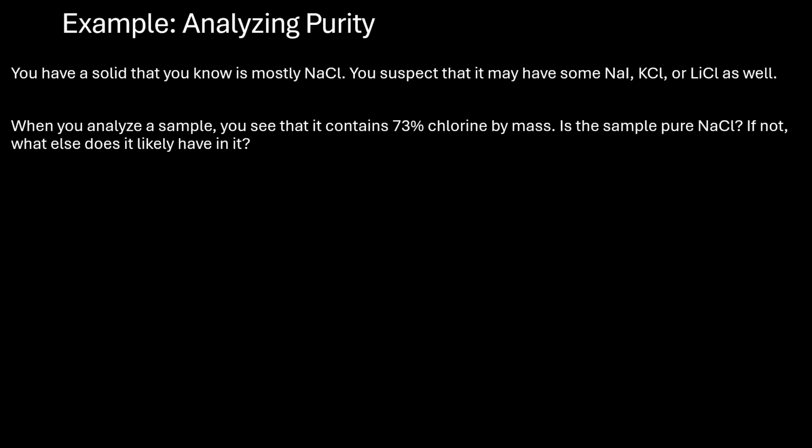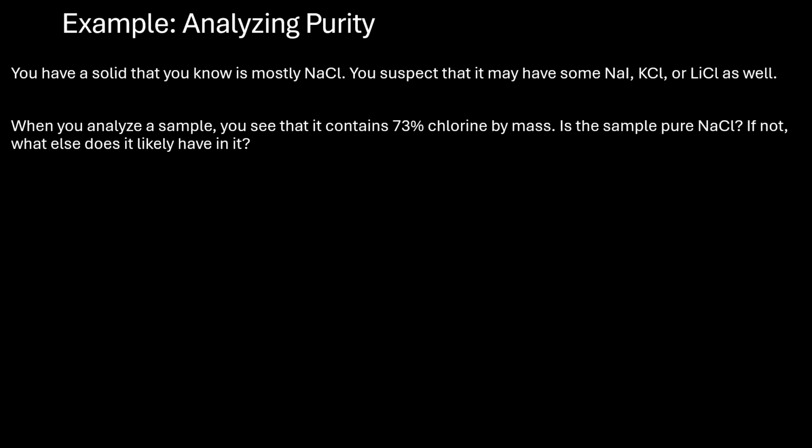When you analyze a sample, you see that it contains 73% chlorine by mass. Is the sample pure NaCl? If not, what else does it likely have in it? What I want you to do is pause this video and see if you can figure that out, and it will likely be useful to have a periodic table handy.